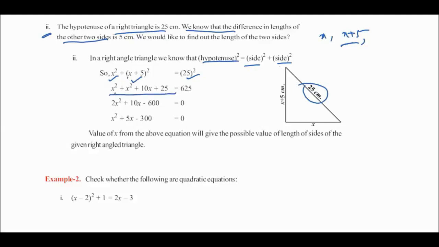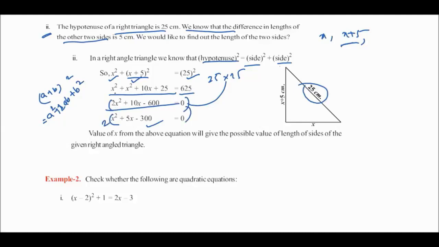Here x plus 5 whole square is in the a plus b whole square form, so a square plus 2ab plus b square. And 25 square, 25 into 25, is 625. So it will come like this, and we get 300. Taking 2 common from this, 2 fives are 10, and 2 into 300. So it is in the form of a quadratic equation.